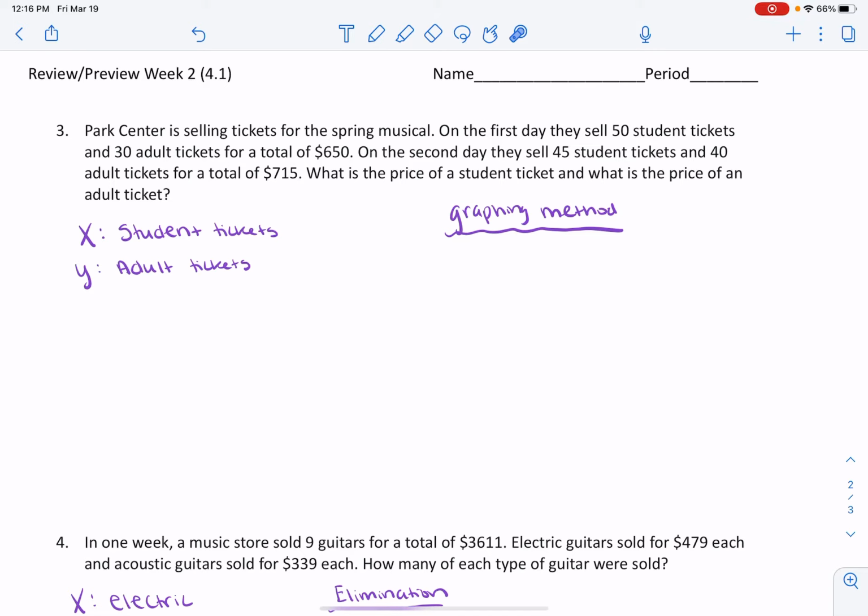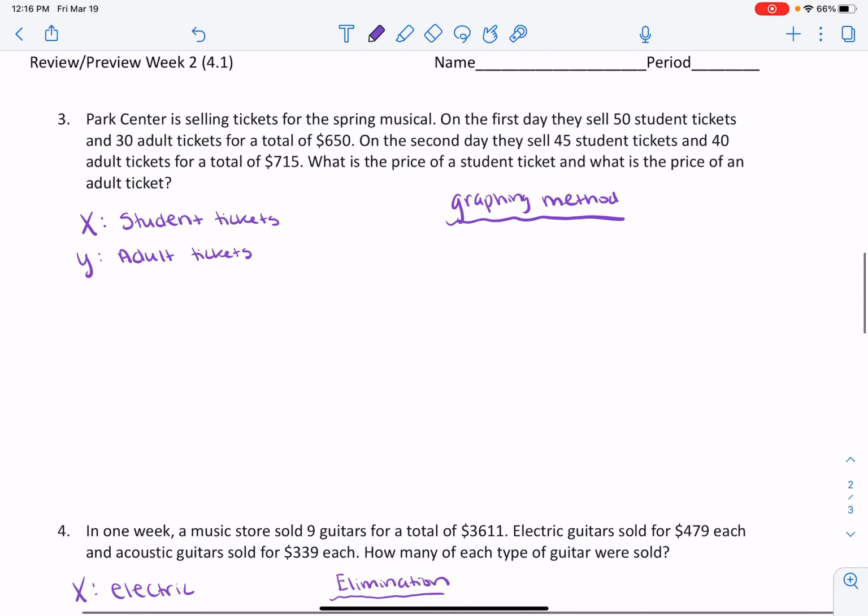So student tickets, adult tickets, I made x student, y adult. And we're going to go ahead and make two equations here. So on the first day, they sold 50 student tickets and 30 adult tickets, and they got $650.